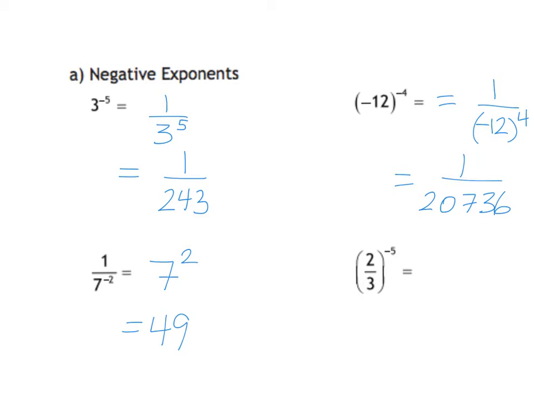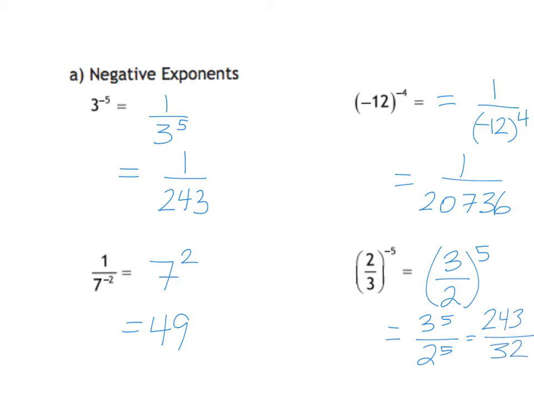And the last one here, 2 over 3 to the power of negative 5, flip it. So it's 3 over 2 to the power of positive 5. And then you can do 3 to the power of 5 over 2 to the power of 5. That's from those rules that we looked at before. And then 3 to the power of 5, we already said, was 243. And 2 to the power of 5, is that 32? Yeah. So this becomes 243 over 32. Can that reduce? I don't think so. No, can't.